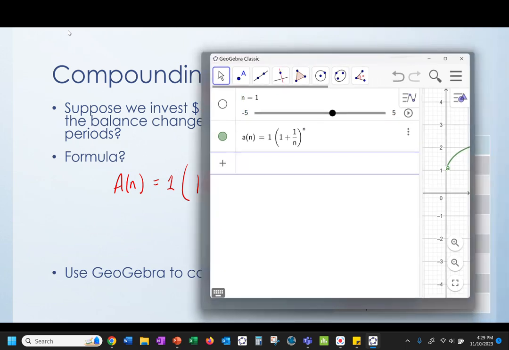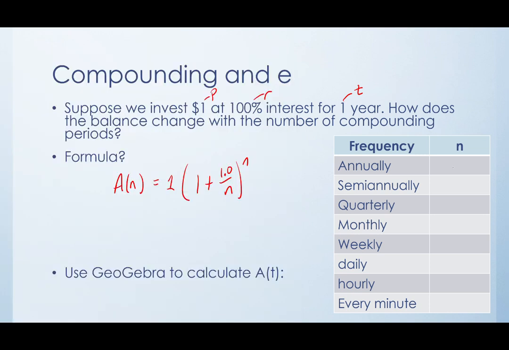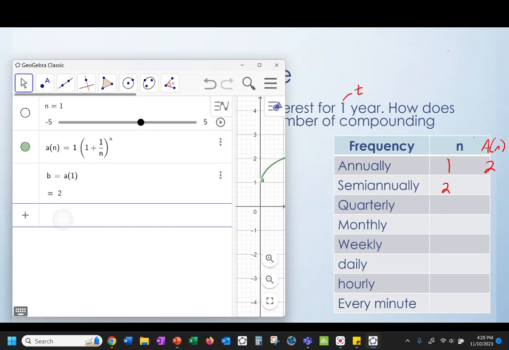Okay, and so the question is, what if we get paid once a year? How much are we going to have at the end of the year? We are going to have $2. So n is 1, and A of n is going to be 2. If you get paid semi-annually, that means twice a year, and in that case, what is A of 2? That is 9/4. What is the decimal equivalent of that? That's 2 1/4.